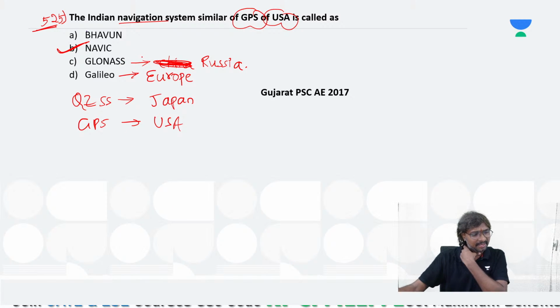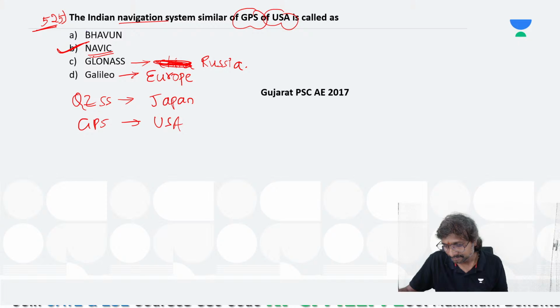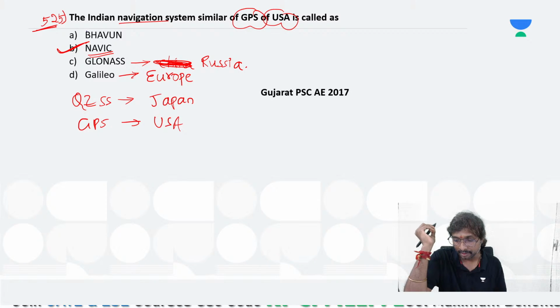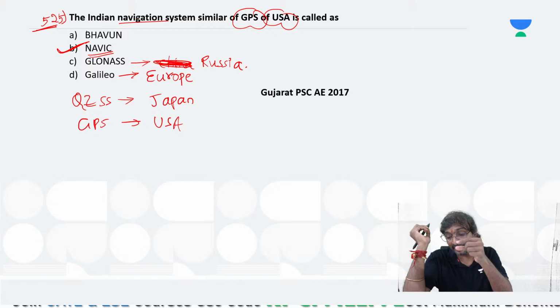So why did India start developing its own? Why did we start developing this NavIC? Because during the Kargil war with Pakistan, when we asked the United States for GPS help, they said they would not give us any data. Even though we won that war with Pakistan, that is a different issue. They did not support us.